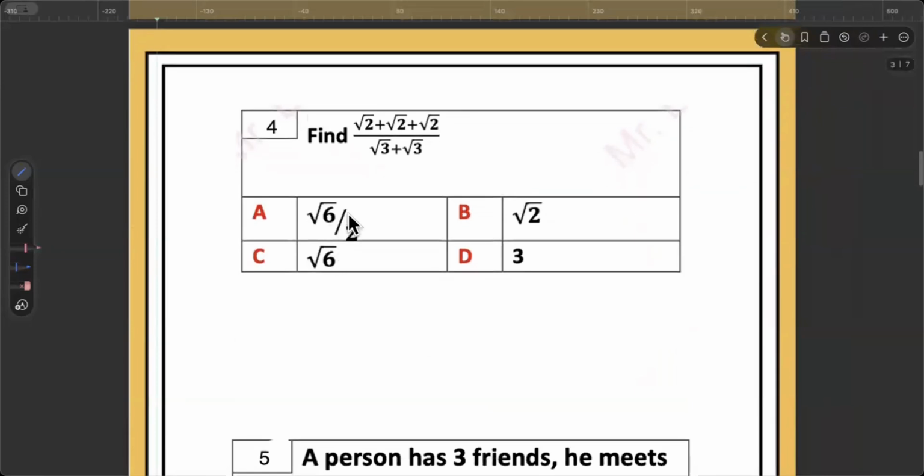For question 4, find radical 2 plus radical 2 plus radical 2 over radical 3 plus radical 3. In this question, you will just add the radicals. Radical 2 plus radical 2 plus radical 2 will be 3 radical 2 over 2 radical 3. Then we will multiply both the numerator and denominator times radical 3, because radical 3 times radical 3 gives you 3, so it will be 2 times 3 in the denominator, and in the numerator 3 radical 2 times radical 3 will be radical 6. Now we can cross 3 with 3, so the answer is radical 6 over 2, which is 8.